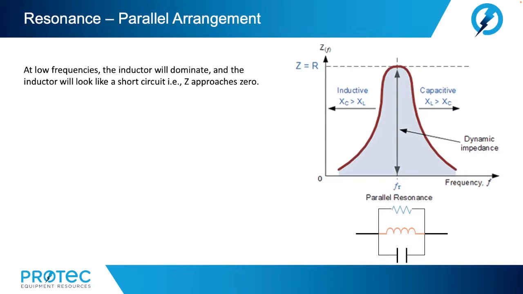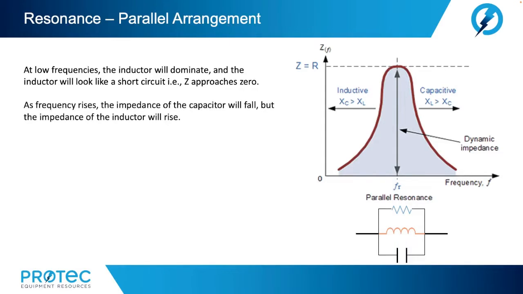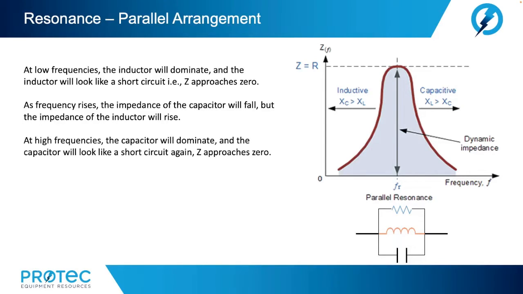Now let's look at resonance in a parallel arrangement. At low frequencies, the inductor will dominate, and the inductor will look like a short circuit. The impedance approaches 0. As frequencies rise, the impedance of the capacitor will fall, but the impedance of the inductor will rise. At high frequencies, the capacitor will dominate, and the capacitor will look like a short circuit again. The impedance approaches 0.